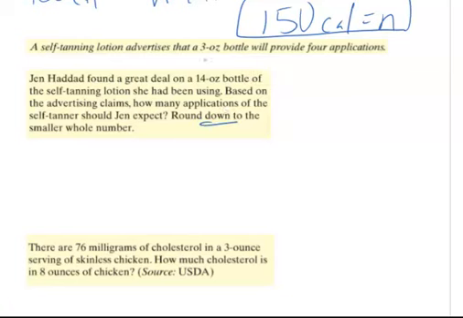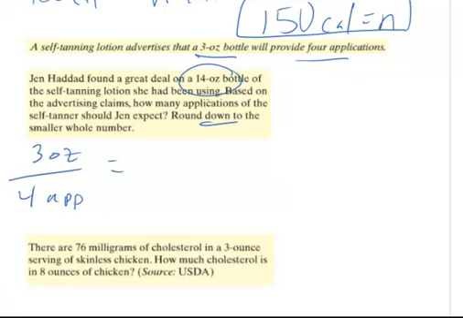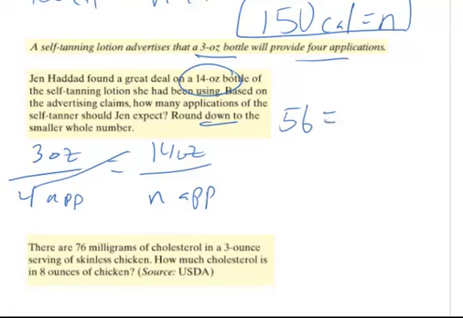Okay, so let's go ahead and use this piece of information. We know that if we have 3 ounces, we can get 4 applications. We now have 14 ounces. We're trying to figure out how many applications we can get now. So again, I'm going to cross multiply. My first step is 4 times 14. That's giving me 56. 3 times n, again, is 3n. So if you recall, my next step is to divide.